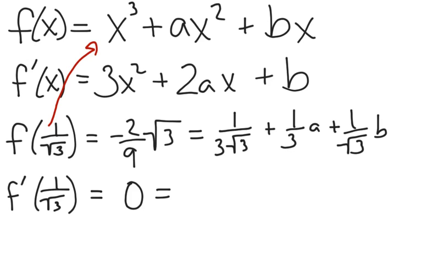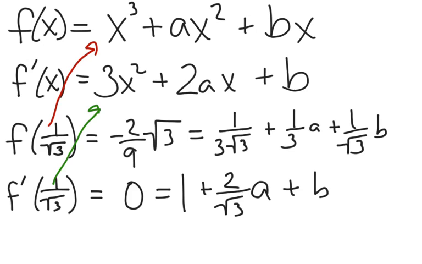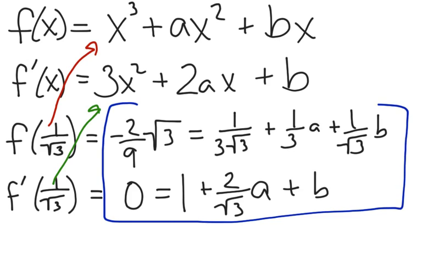And so now we have plugging in into this function here, f prime, we're going to get 1 over root 3 squared is 1/3 times 3 is 1, and then we'll have plus 2 over root 3 times a plus b. And so now what we have here are two equations with two unknowns, and so we just have to solve this system in order to figure out what a and b are.